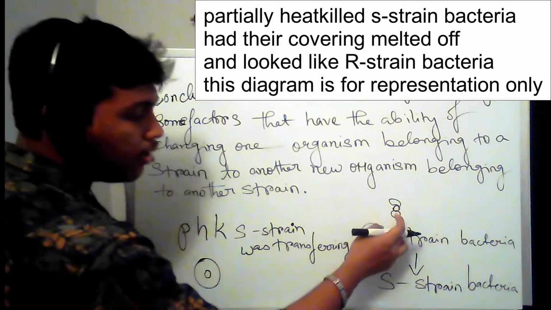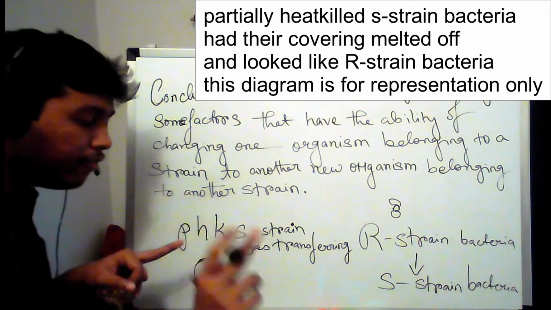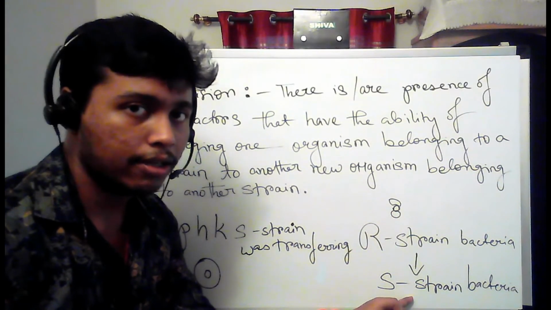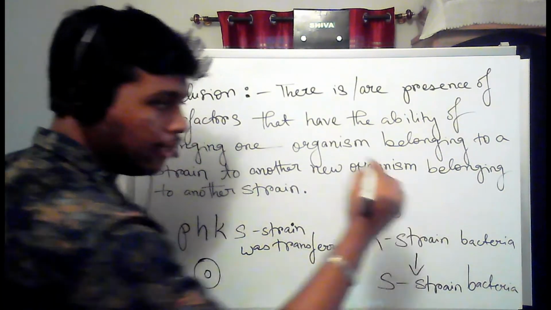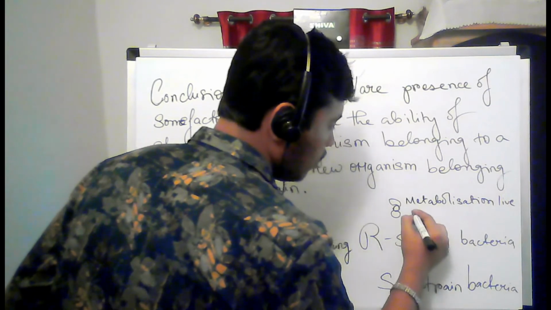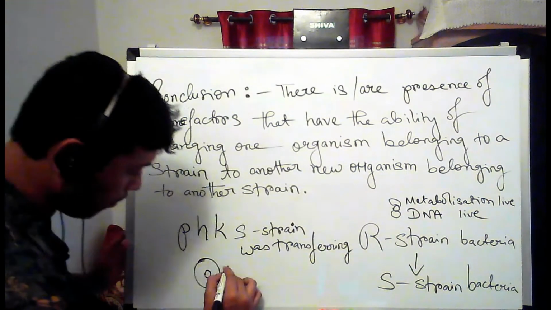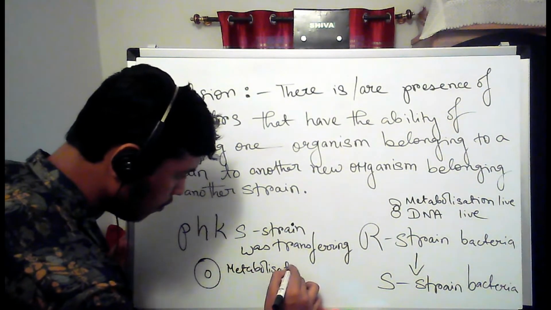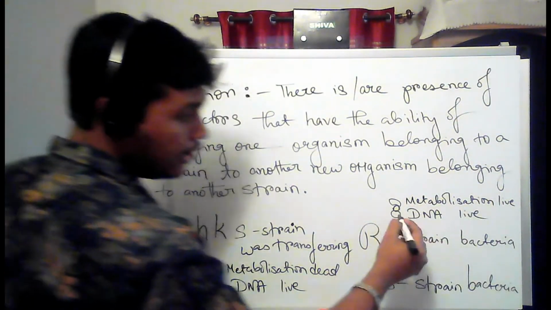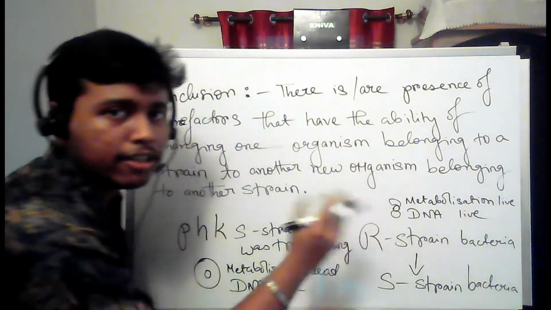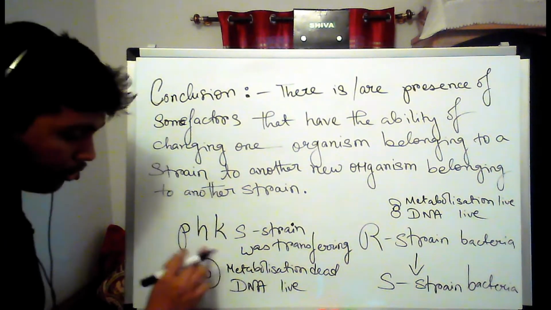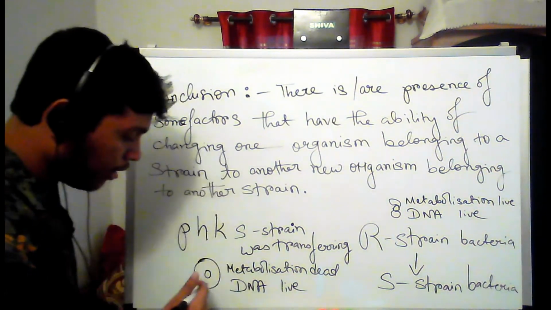The living R strain, when coming in contact with the DNA of the S strain, had undergone mutation, and this R strain has become S strain bacteria now. Here the metabolization was live and the DNA live; there the metabolization was dead but the DNA live. The DNA, though living, was not enough to help the bacteria survive because the covering wasn't formed properly. But the DNA in this case was enough to keep the bacteria living because it had generated a cover around itself. But the metabolization was dead, hence the bacteria couldn't function anymore.